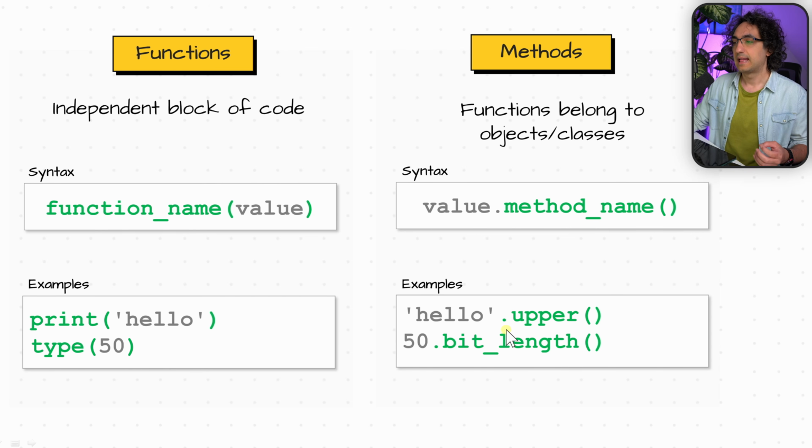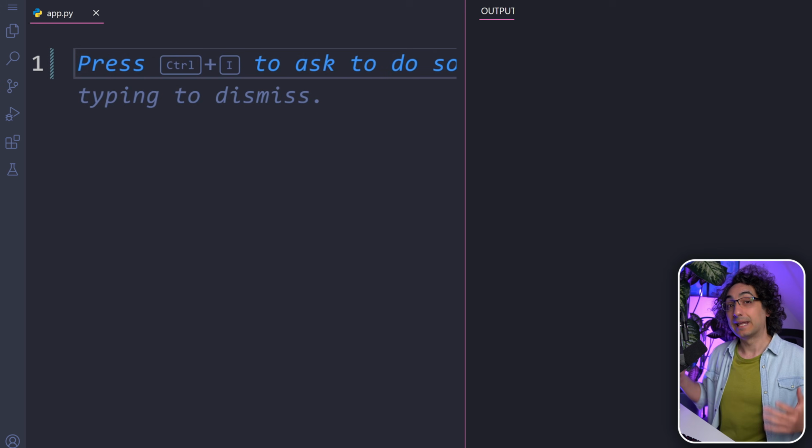Our value hello and then dot and the method name upper. So it looks different, but it's not that hard. The same thing here, we have the value 50 dot bit underscore length, the method name. Of course, we can go and use variables, not only values. So that's the main differences between functions and methods. Okay, now we can have a few examples.